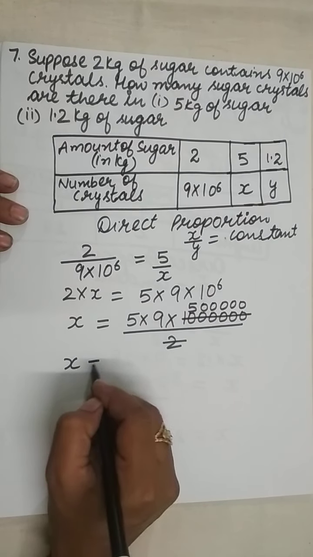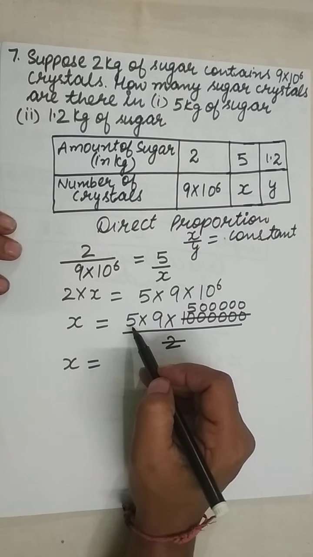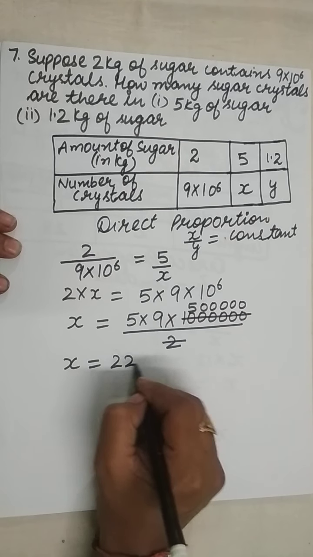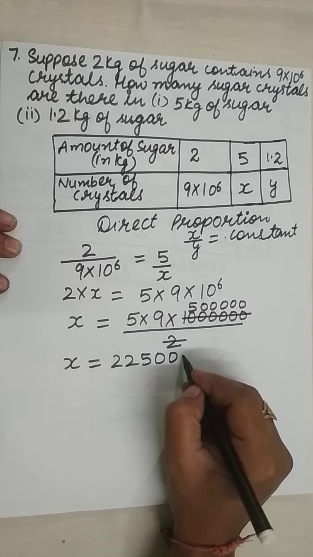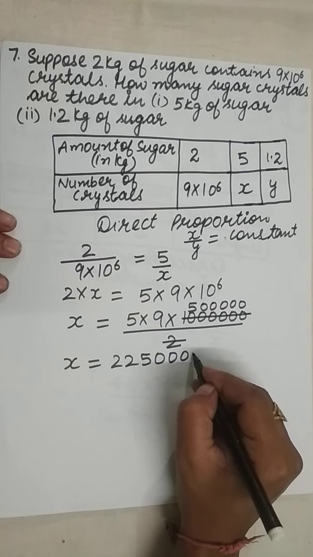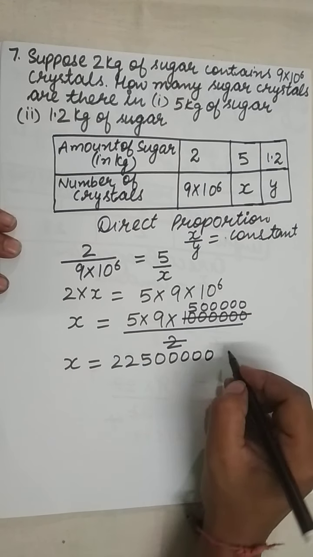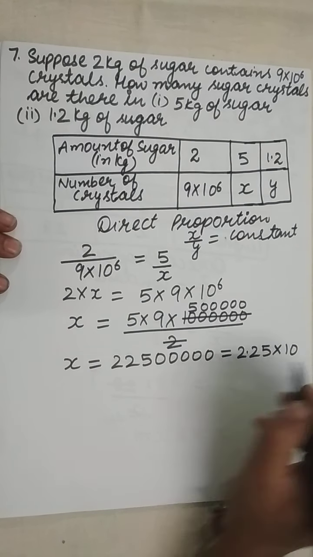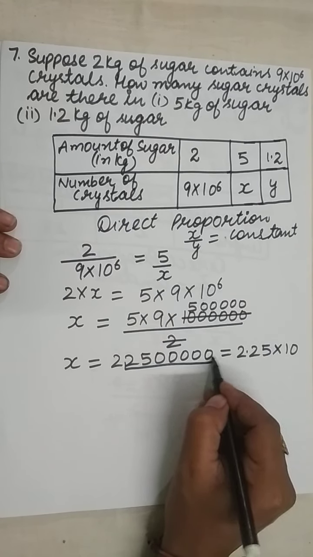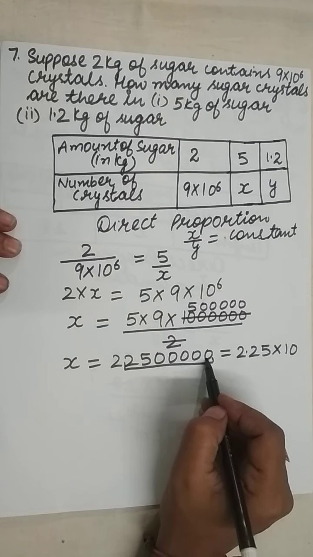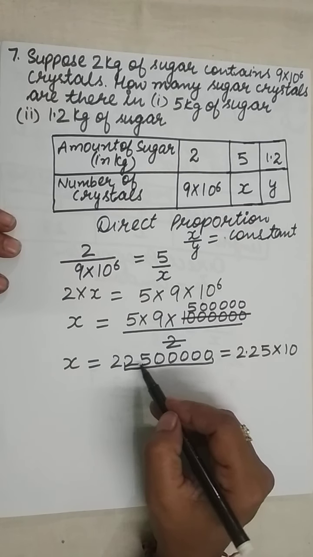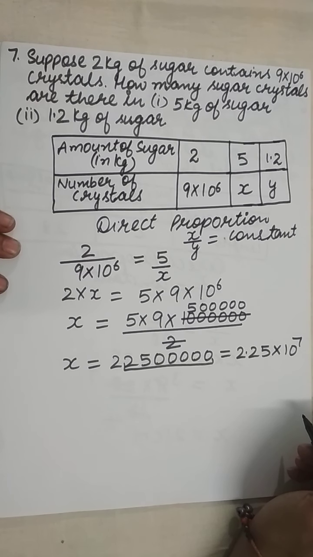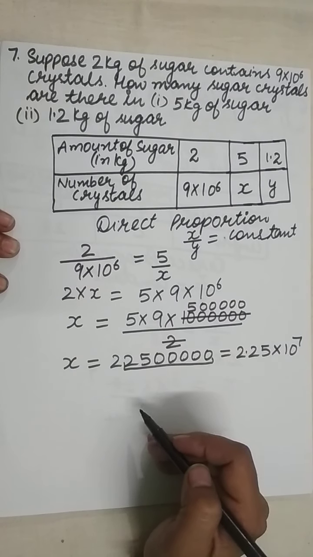Which is further equal to x is equal to 5 5s are 25, 25 9s are 225, that is 22500000, which is further equal to 2.25 into 10 raised to power. You can write it in the standard form by putting the decimal 1 2 3 4 5 6 7. 2.25 into 10 raised to power 7 is the number of crystals in 5 kilograms of sugar.